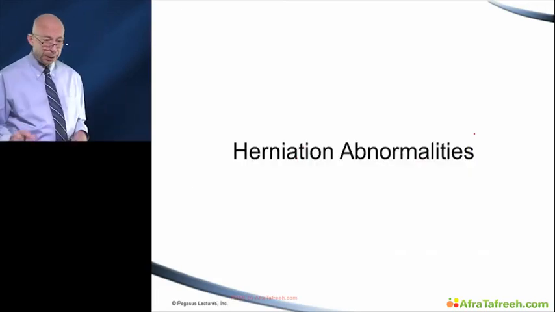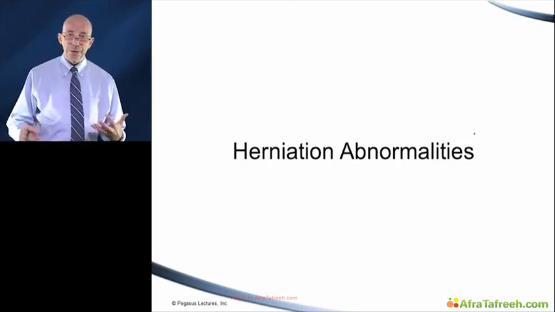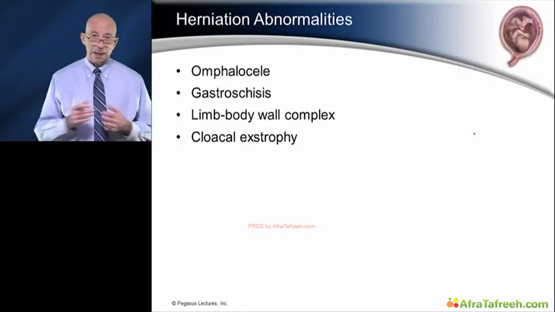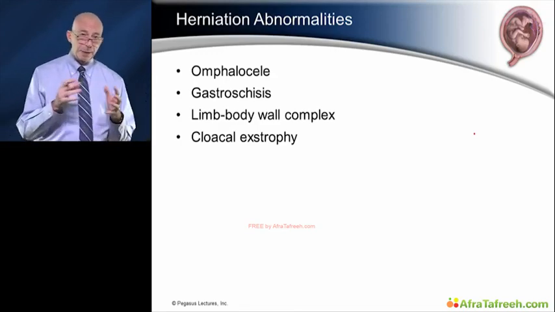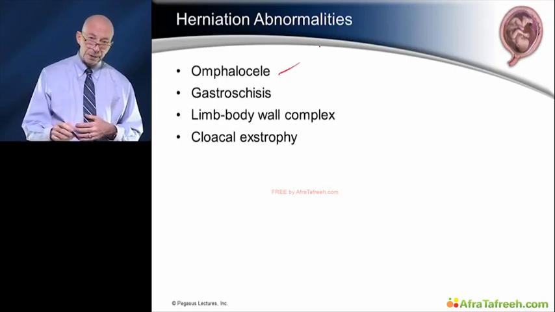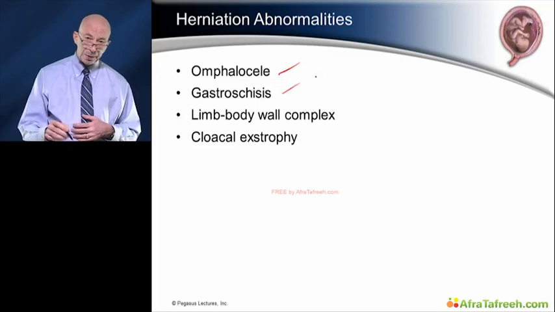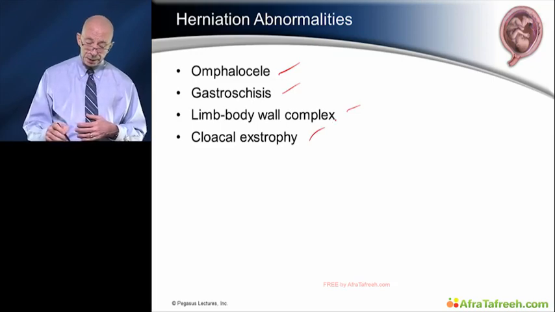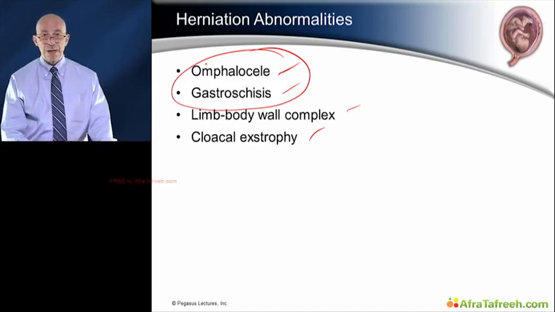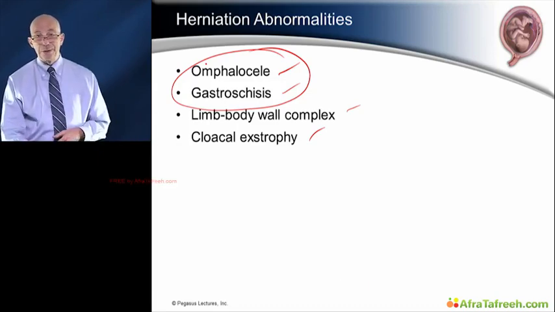We'll discuss two types of external herniation abnormalities. Two main types, and then there are two other lesser common types. We'll review omphalocele, gastroschisis, limb body wall complex, and cloacal exstrophy. Omphalocele and gastroschisis are the two most common types of external herniation.